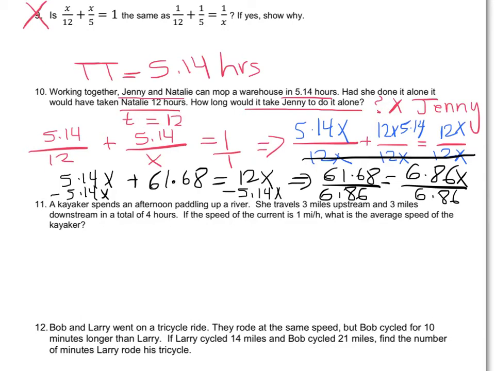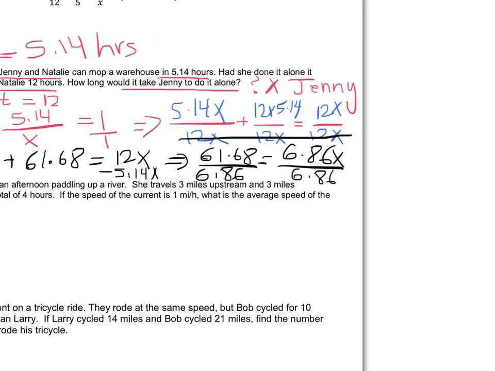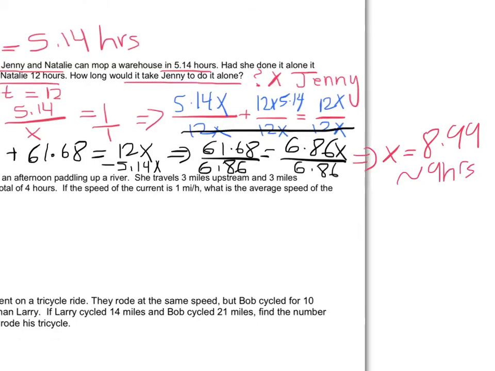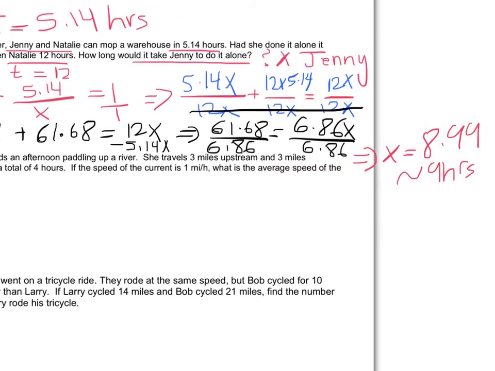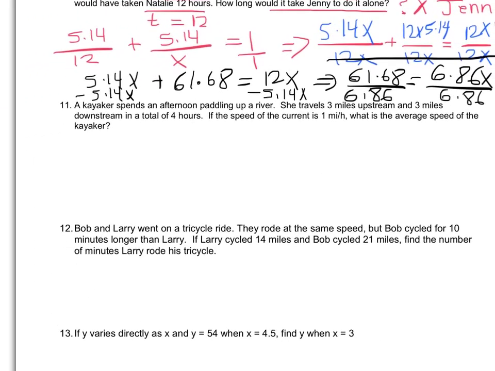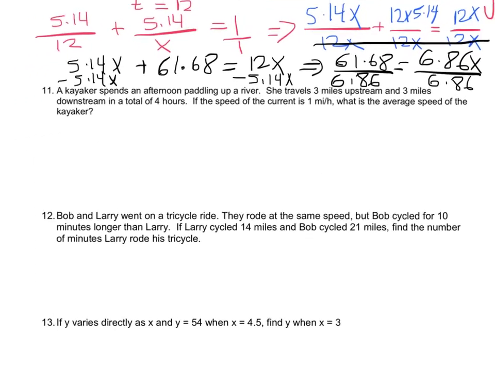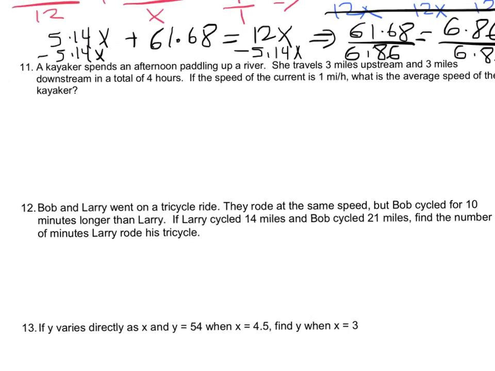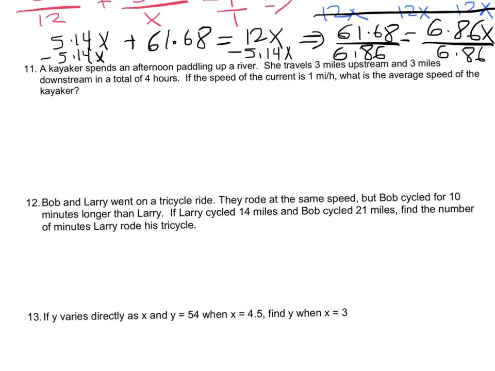So, what would x be? x would be 61.68 over 6.86, and that's like 8.99, so it's almost 9 hours for Jenny to finish the work. Don't forget the unit, and don't forget to explain to me. Let's try to move it together. Okay, there you go. I think I need more space for this one. Now, I love those problems. I hope you like them too. Now, 11.